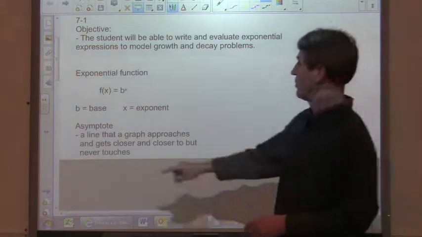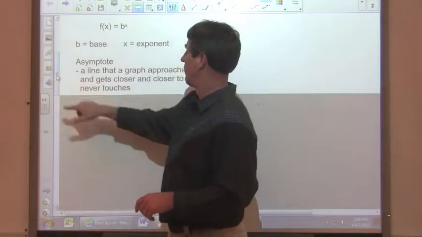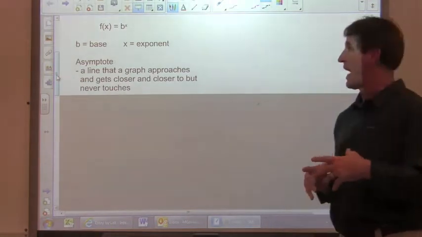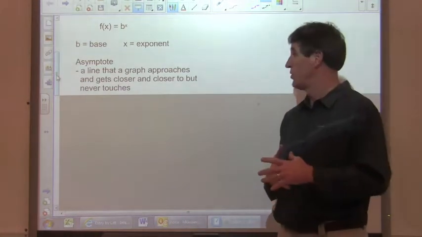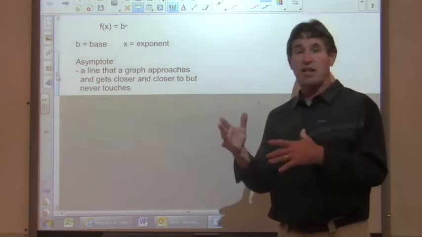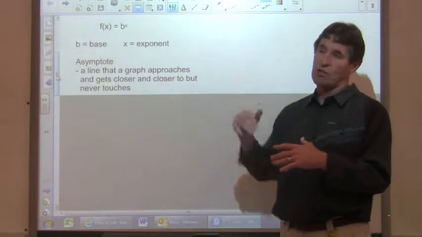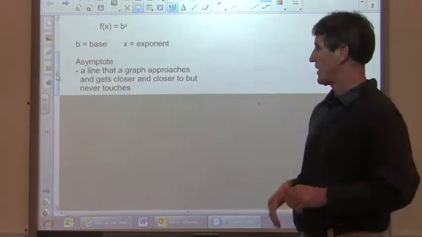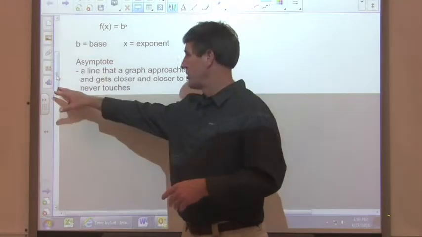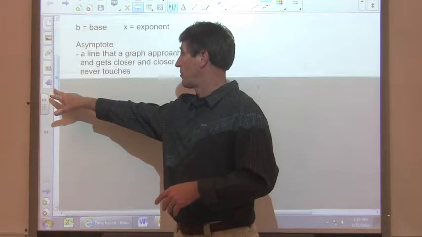Asymptotes we've worked with before this year. Remember, an asymptote is a line that the graph approaches and gets closer to, but it will never touch. So it will get closer and closer to that boundary line without ever crossing it. We've worked with those earlier in the year, and you'll see them again in this chapter.